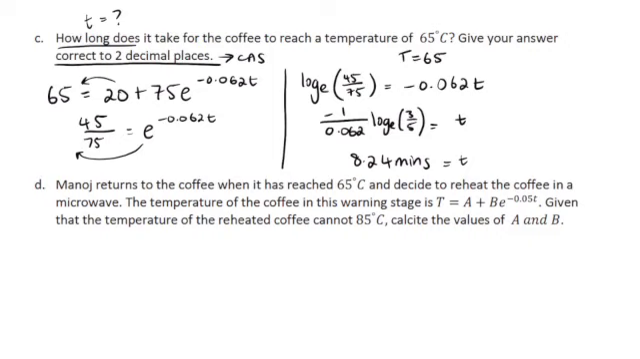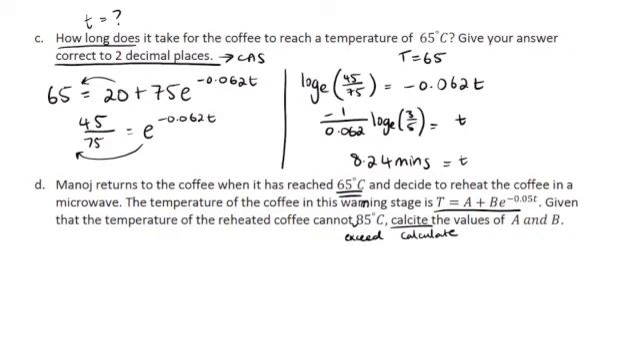Part D. Manoj returns to the coffee when it has reached 65 degrees and decides to reheat the coffee in the microwave. The temperature of the coffee in this warming stage is this particular equation. We've got two unknowns there. Given that the temperature of the reheated coffee cannot exceed 85 degrees, calculate the value of A and B. So we have two unknowns and we have a bunch of equations there.